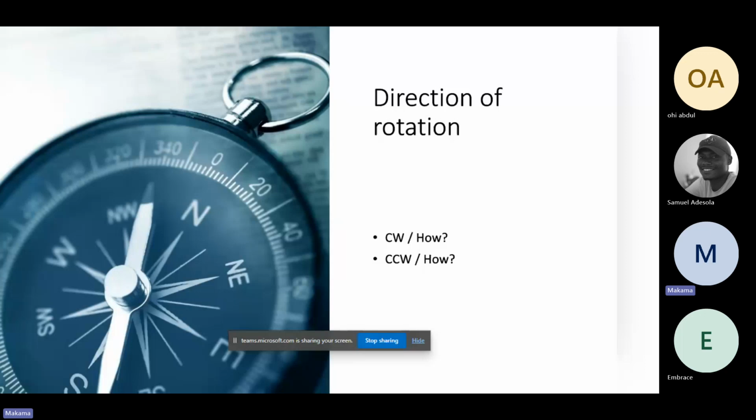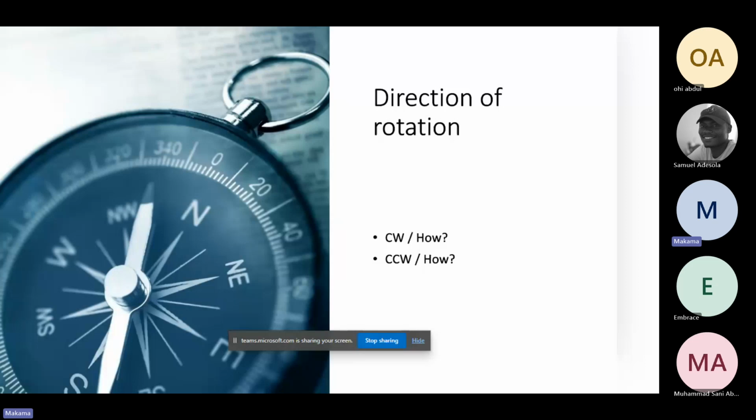The direction of the rotation is also important, because you need the motor to rotate in a specific direction for your application, right? So we have the clockwise and the counterclockwise direction. Sorry, I wrote it in abbreviation; I should have written it in full. As I talk about the speed of the motor, I'm also going to talk about the direction of rotation.